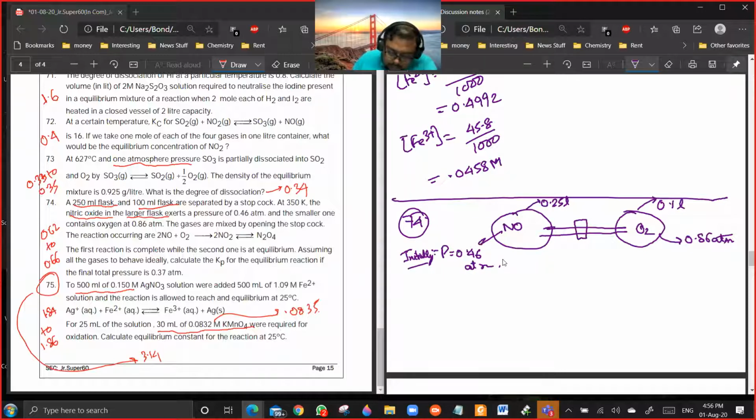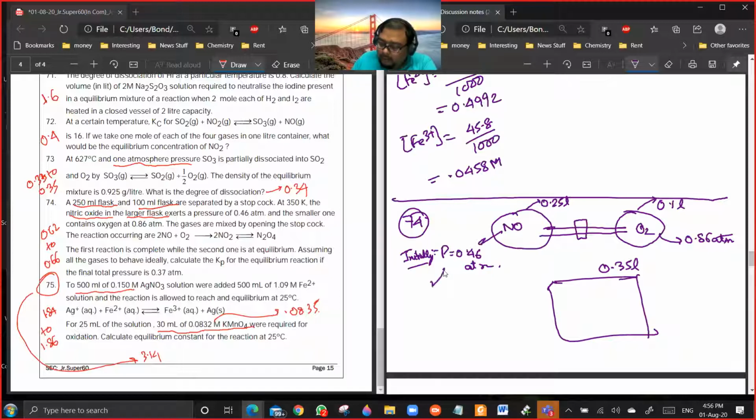Okay, so when you open it, you can consider that now the volume is like 0.35 liters, because now both volumes are available for both the gases. Are you getting my point? Yes or no? The moment you open it, both volumes are available for movement of both the gases. So now the volume has increased to 0.35 liters.